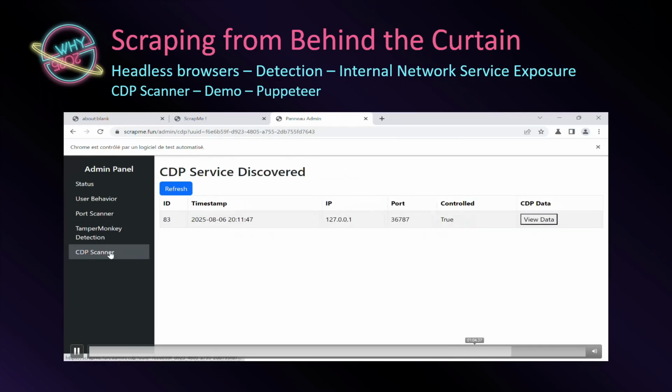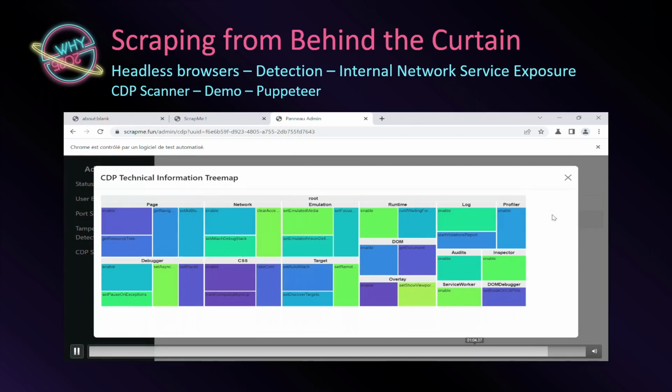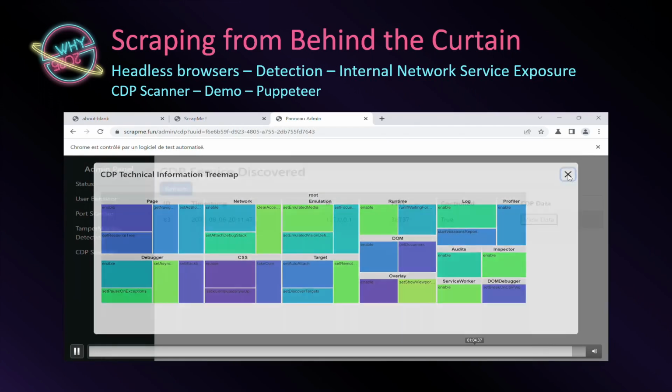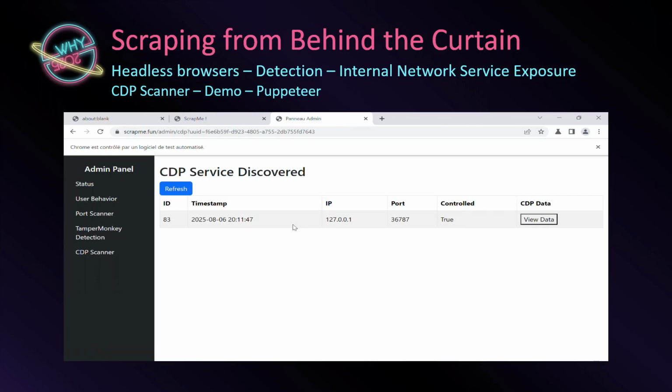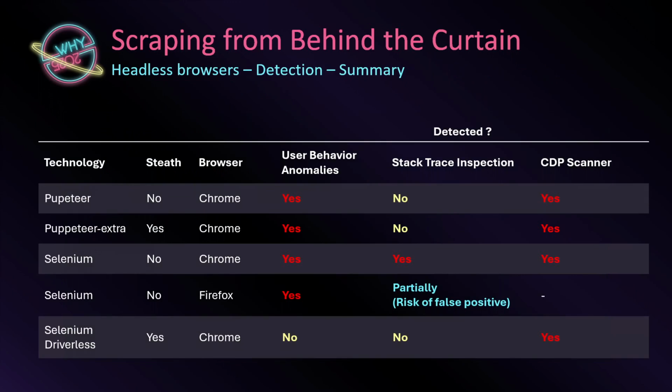And as you can see, the CDP service on port 36786 is the CDP service used to control our browser. So the browser opens our website scrapme.fun. Here is a summary of our results.